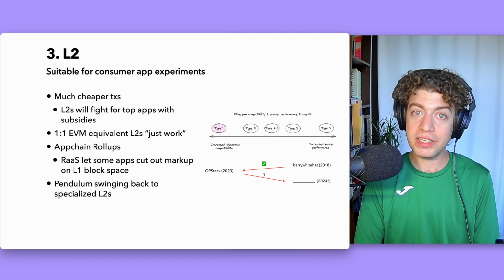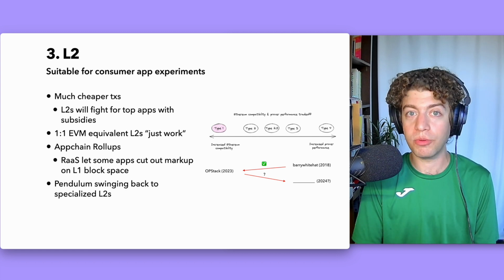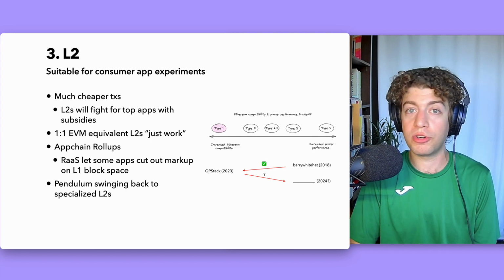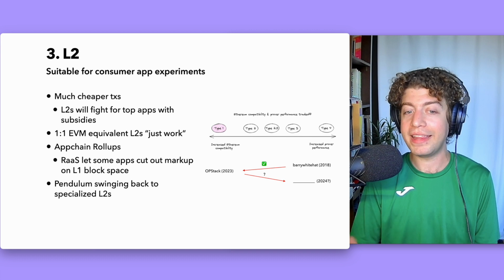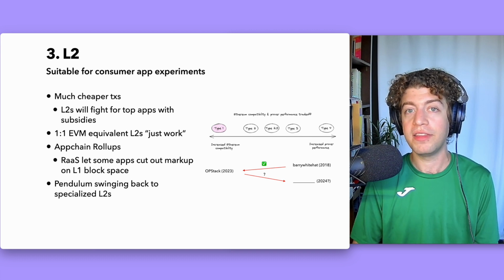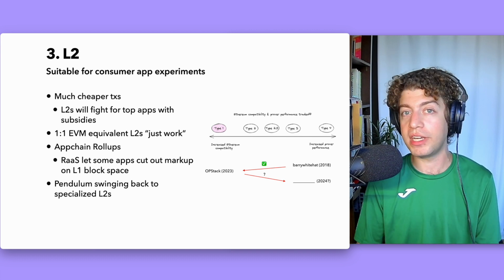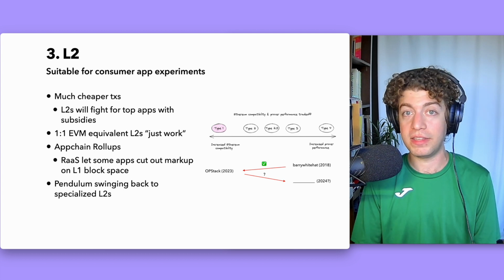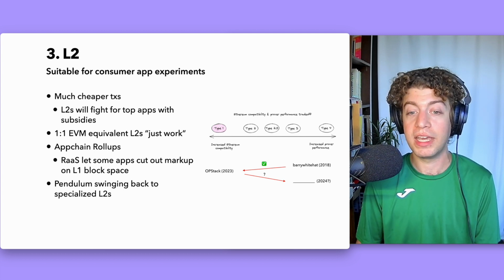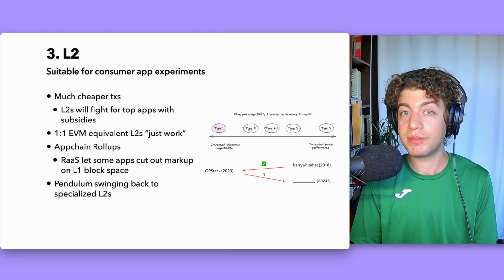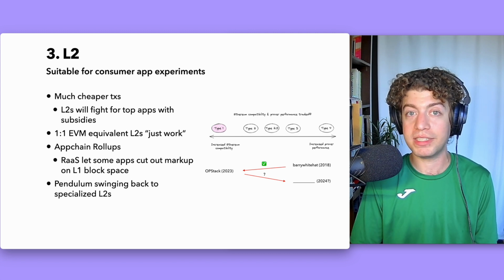However, in the last year or two, the optimistic rollups have proved to be sooner to market and gaining lots of traction. One of their advantages is that they are really EVM equivalent, so it's very easy for developers to move from mainnet to these 1-1 equivalent EVM chains.